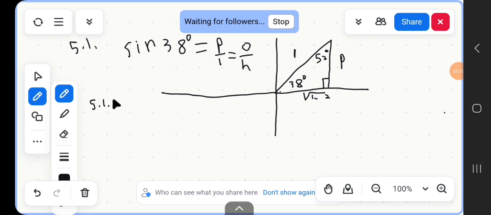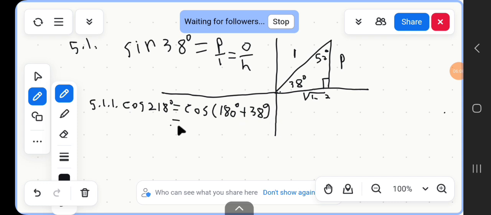Question 5.1.1 says: calculate cos 218 without the use of a calculator. In my last video I explained that we strive to reduce a big angle into a smaller angle in terms of what we've been asked. We have 38 here and 218 there. I think we can use 180: 180 plus 38 is 218. So we represent 218 in a different format, 180 plus 38 degrees.